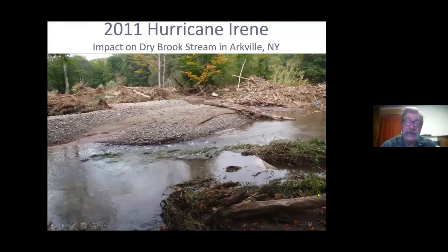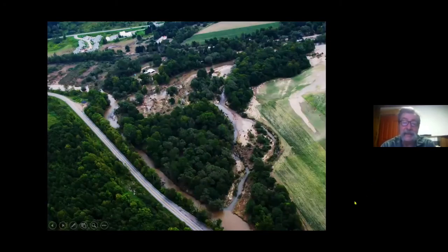Here's another example. This was some impacts on Dry Brook stream in Arkville, New York. And again, you can see it's all ripped up and torn up. Excess sediment was moving through the system, a lot of debris. And again, they were able to take a look at that and address that. And here's an aerial view of that same site.